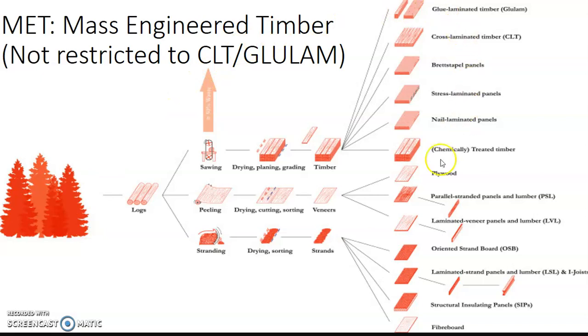As you can see from this diagram, mass engineered timber is not solely restricted to CLT and glulam. There are different types of timber materials that can be produced from the logs after you decide to go for sawing or peeling or stranding. But for today, we are going to focus more of our attention onto glulam and CLT.